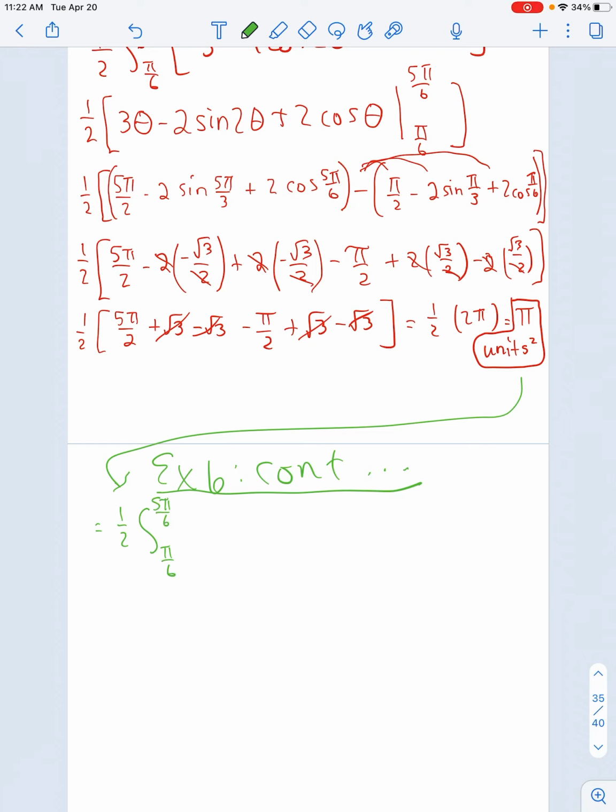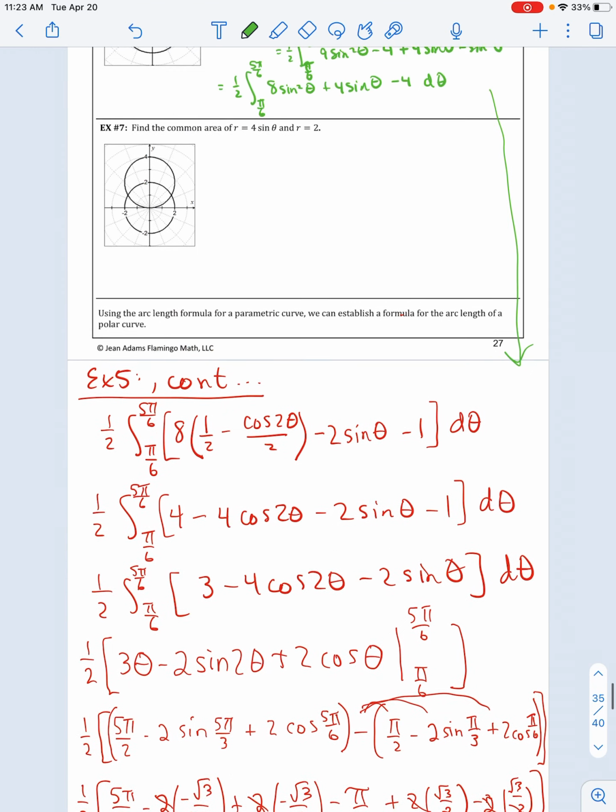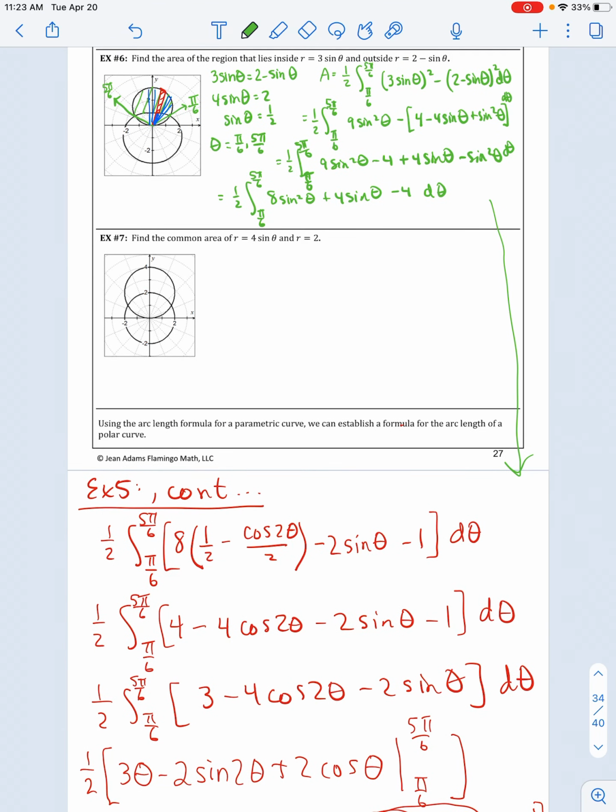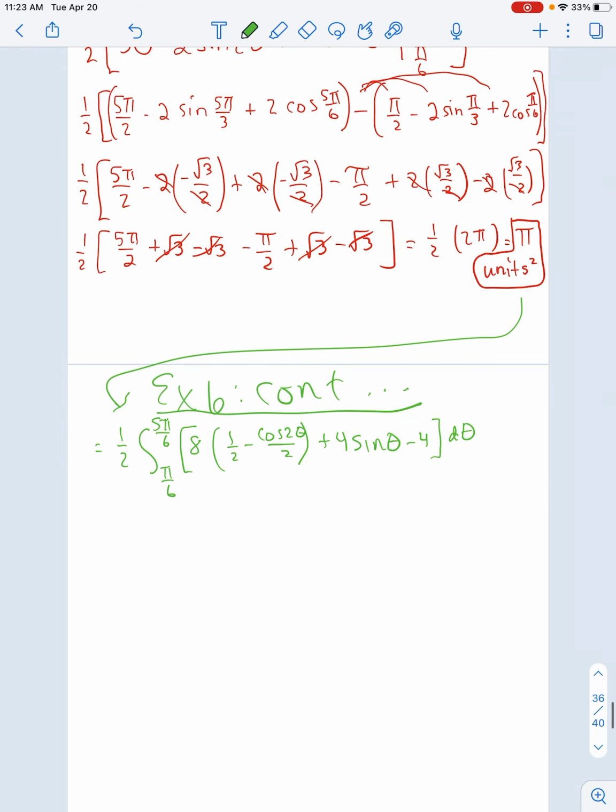So this is 1/2 integral from pi over 6 to 5 pi over 6. And I've got 8 times, and then we're going to put our equivalency, 1/2 minus cosine 2 theta over 2. And then, was it plus? I'm going to write this, but go up and make sure. Plus 4 sine theta minus 4. Yep.